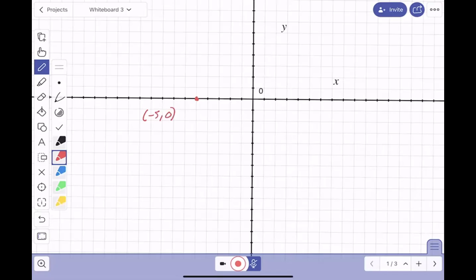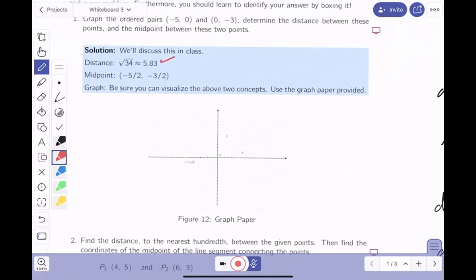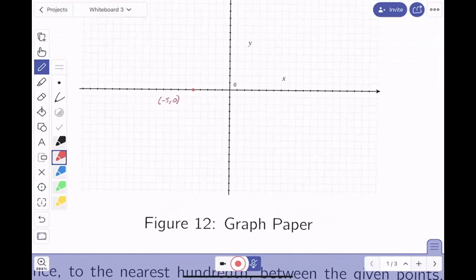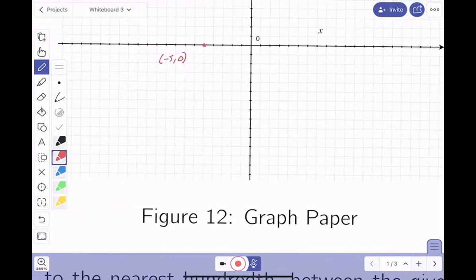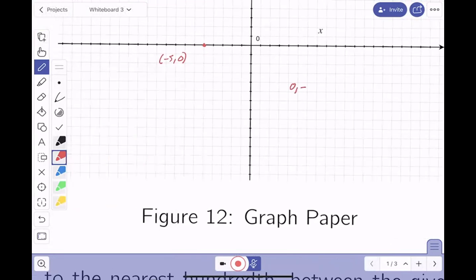Yes, we need practice. All right. What's the other point? Well, the other point, I'm going to zoom back, is 0, -3. All right, 0, -3. Now, I hope you realize the ordered pairs, I'll put this over here, 0, -3. The ordered pairs are always given in the same order. The order is going to be x, which is the abscissa, and y, which is the ordinate.